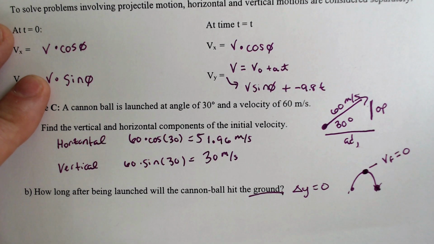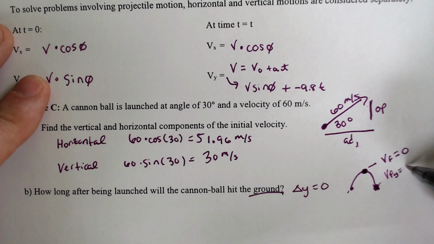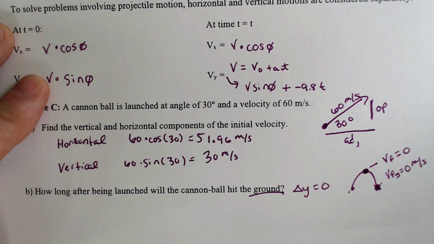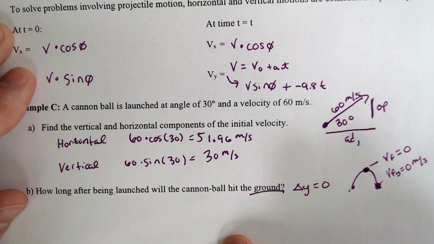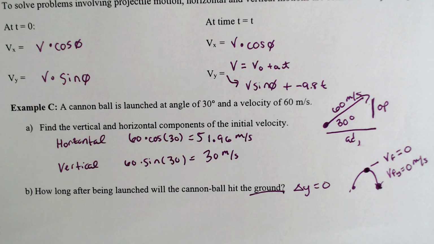Okay, so if you needed to find when it reaches its maximum height, velocity final for y would equal 0 meters per second. Not the question at all. It wants to know how long after being launched it will hit the ground. Well, let's use our kinematic formulas.